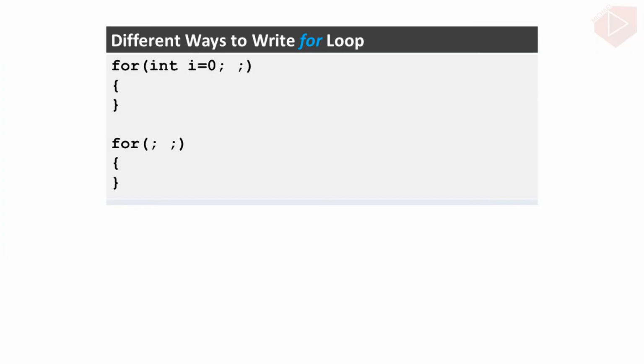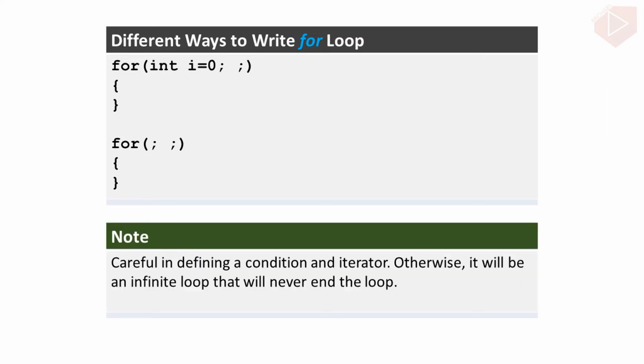The initializer, condition, and iterator sections are optional. You can initialize a variable before the loop. Condition and iterator can be set inside a code block. These samples are all valid. But be careful in defining a condition and iterator. Otherwise, it will be an infinite loop that will never end.